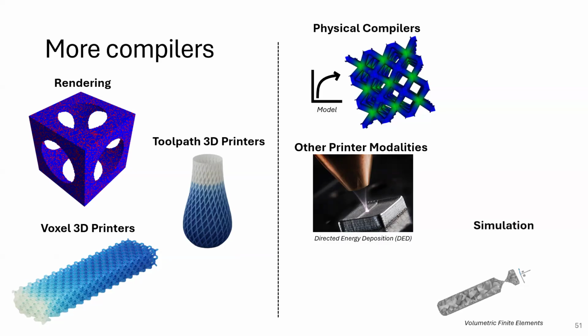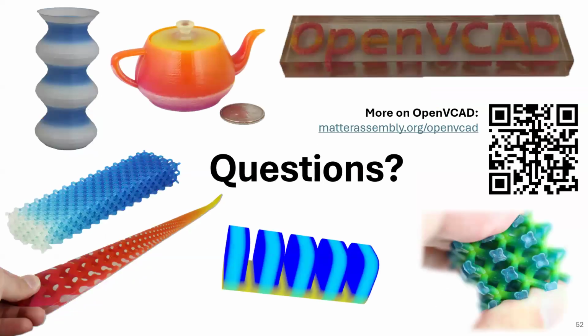And then another angle is simulation. So, a totally different compiler module: instead of trying to render or 3D print, using OpenVCAD to capture how our materials are distributed in finite element simulations, so we can get an understanding of how our mechanical parts might behave in our designs before we print them. And with that, I will take any questions.